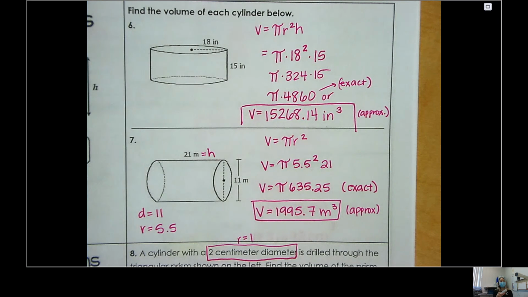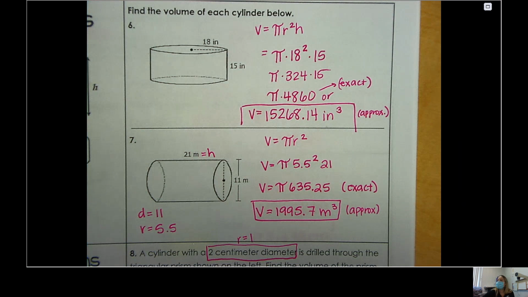Okay, so while some of us are finishing up that problem, all right, we've got, oh man, about 10 minutes left. So here's my game plan for you.